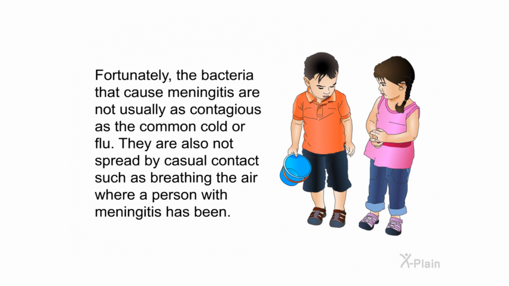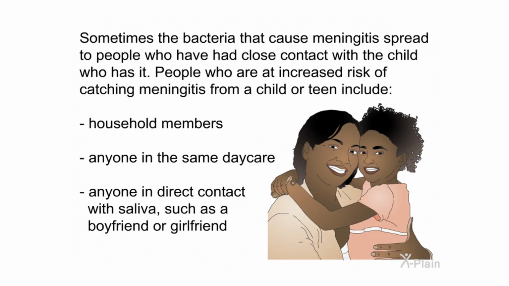Fortunately, the bacteria that cause meningitis are not usually as contagious as the common cold or flu. They are also not spread by casual contact, such as breathing the air where a person with meningitis has been. Sometimes the bacteria that cause meningitis spread to people who have had close contact with the child who has it. People who are at increased risk of catching meningitis from a child or teen include household members, anyone in the same daycare, anyone in direct contact with saliva, such as a boyfriend or girlfriend.